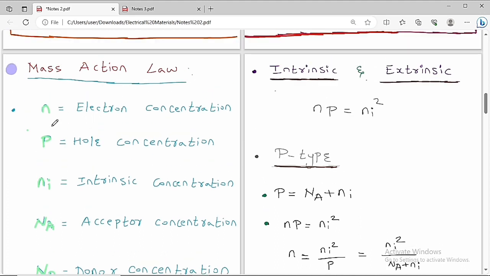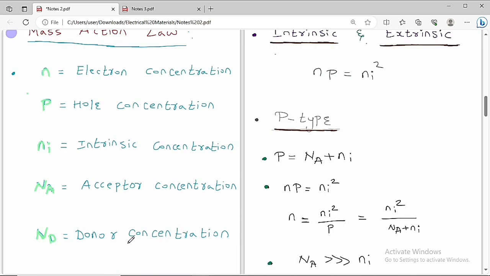N is the electron concentration, this one number of electrons present per unit volume. P is the hole concentration, this one number of holes present per unit volume. Ni is the intrinsic concentration, this one number of charge particles present per unit volume. Na is called the acceptor concentration, means this one number of acceptor atoms present per unit volume. Nd is called the donor concentration, means this one number of donor atoms present per unit volume.